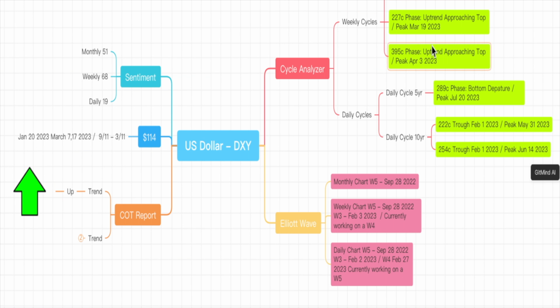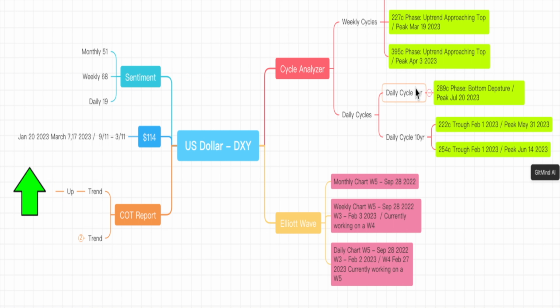Instead of showing you all the cycle stuff, I just wanted to show you what I'm seeing. The weekly cycles, the 227 and the 395, are bullish. The only one that's bearish is the 181. You can see that we hit troughs on May 14. The 227 hits a peak on March 19th, and the 395 hits a peak on April 3rd.